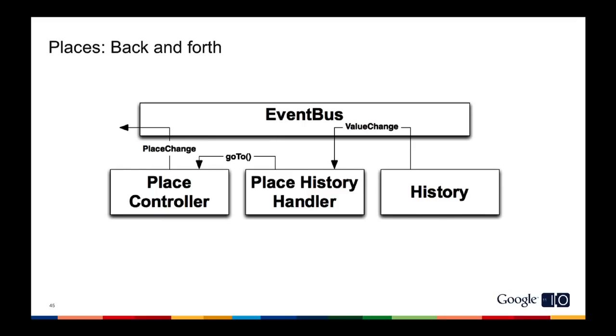Going backwards, when the user uses the back button or goes to a bookmark, that causes the history value change event to be fired. The place history handler picks that up, calls placeController.goTo with the new place, and effects the place transition.